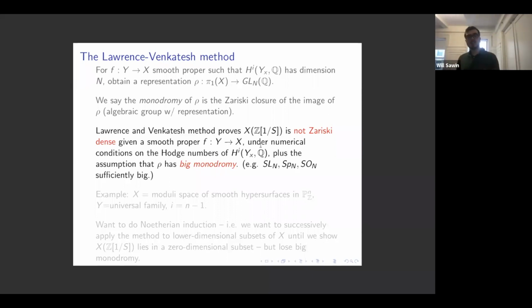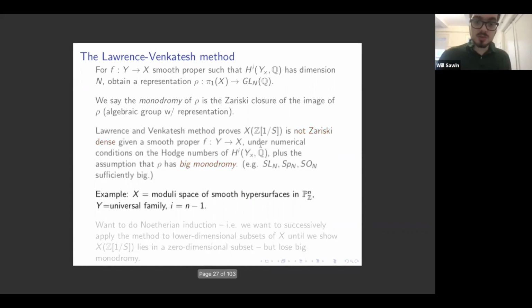So if you trust me that this black box exists, then you can see how to prove the main theorem of Lawrence and Venkatesh about fineness or non-density of hypersurfaces. You plug in X, the moduli space of smooth hypersurfaces in projective space over the integers, Y, the universal family over X, and I is the n-1, the cohomology in degree n-1 is the most interesting.